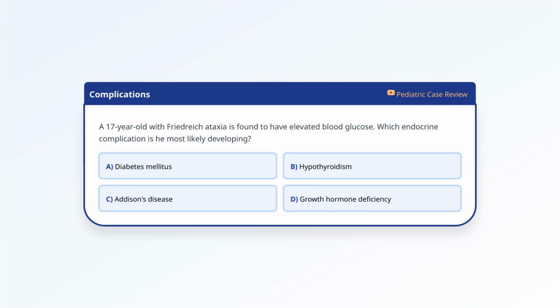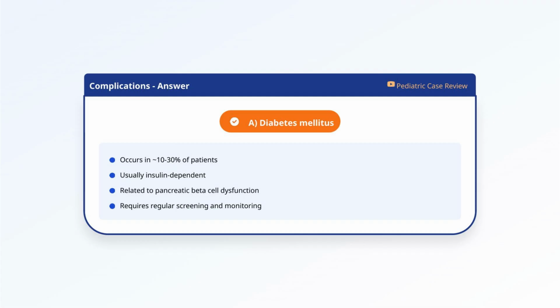A 17-year-old with Friedreich ataxia is found to have elevated blood glucose. Which endocrine complication is he most likely developing? A. Diabetes mellitus. B. Hypothyroidism. C. Addison's disease. D. Growth hormone deficiency. The correct answer is A.